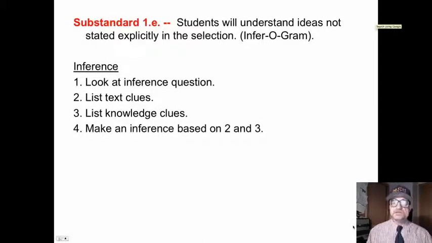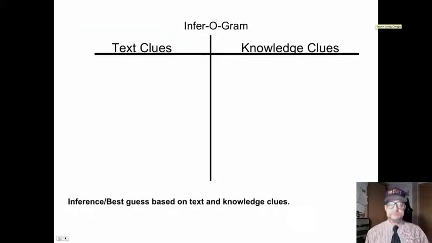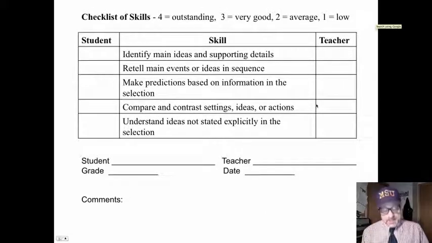Keep it simple. Students will understand ideas not stated explicitly. That is inference. Here are the steps. Step 1, Step 2, Step 3, Step 4. And I would use the inferogram. Here are some clues in the text. Here is what I know about this. Here's my best guess based on text clues and knowledge cues, things I know about. All right? And again, I'd put the inferogram in, and I can include as well a checklist. And again, I like to have students rate themselves, but then I would rate them as well.